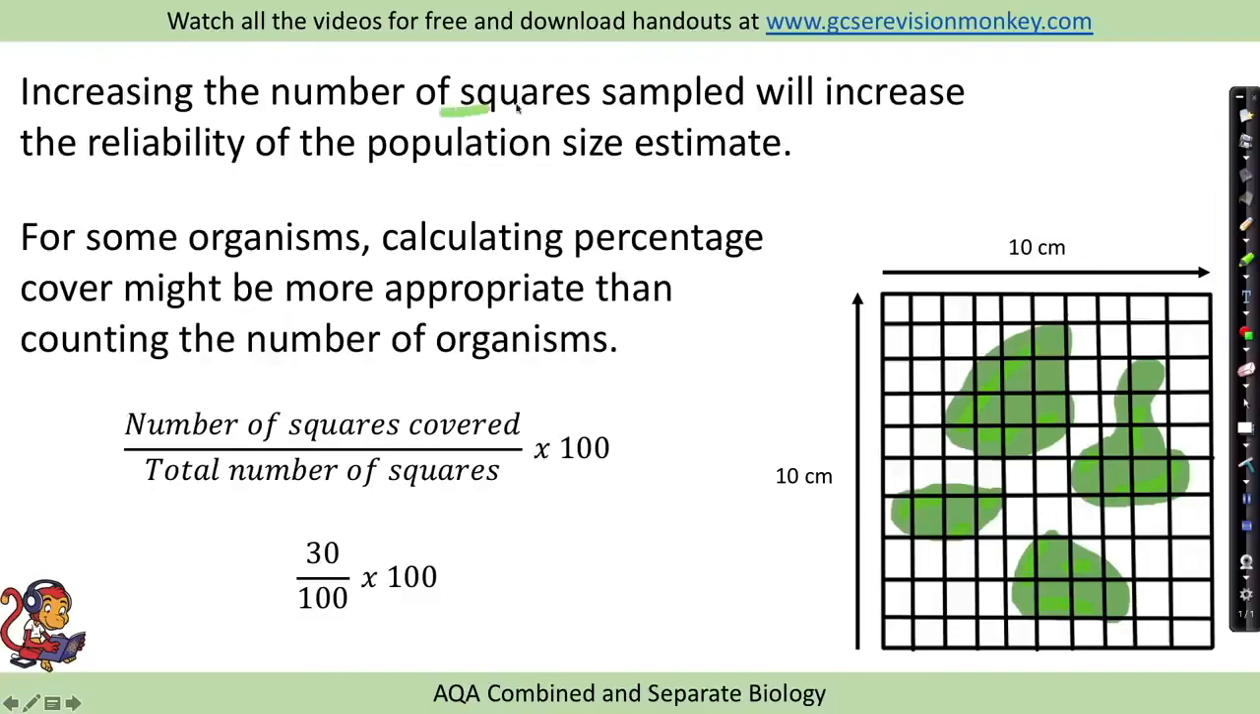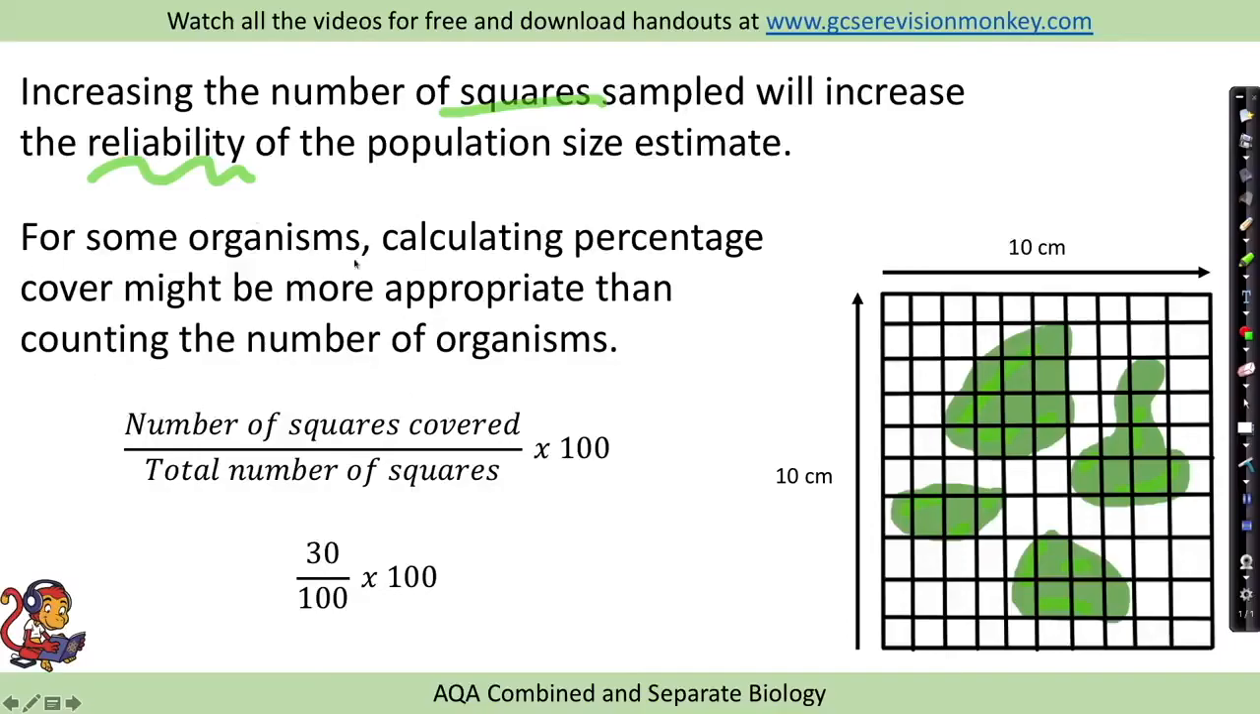A couple of key points then. Increasing the number of squares sampled will increase the reliability of the population size estimate. They may use the word reliability or they may use the word accuracy, but the more quadrats that you put down on that field, the more reliable your estimate is going to be.